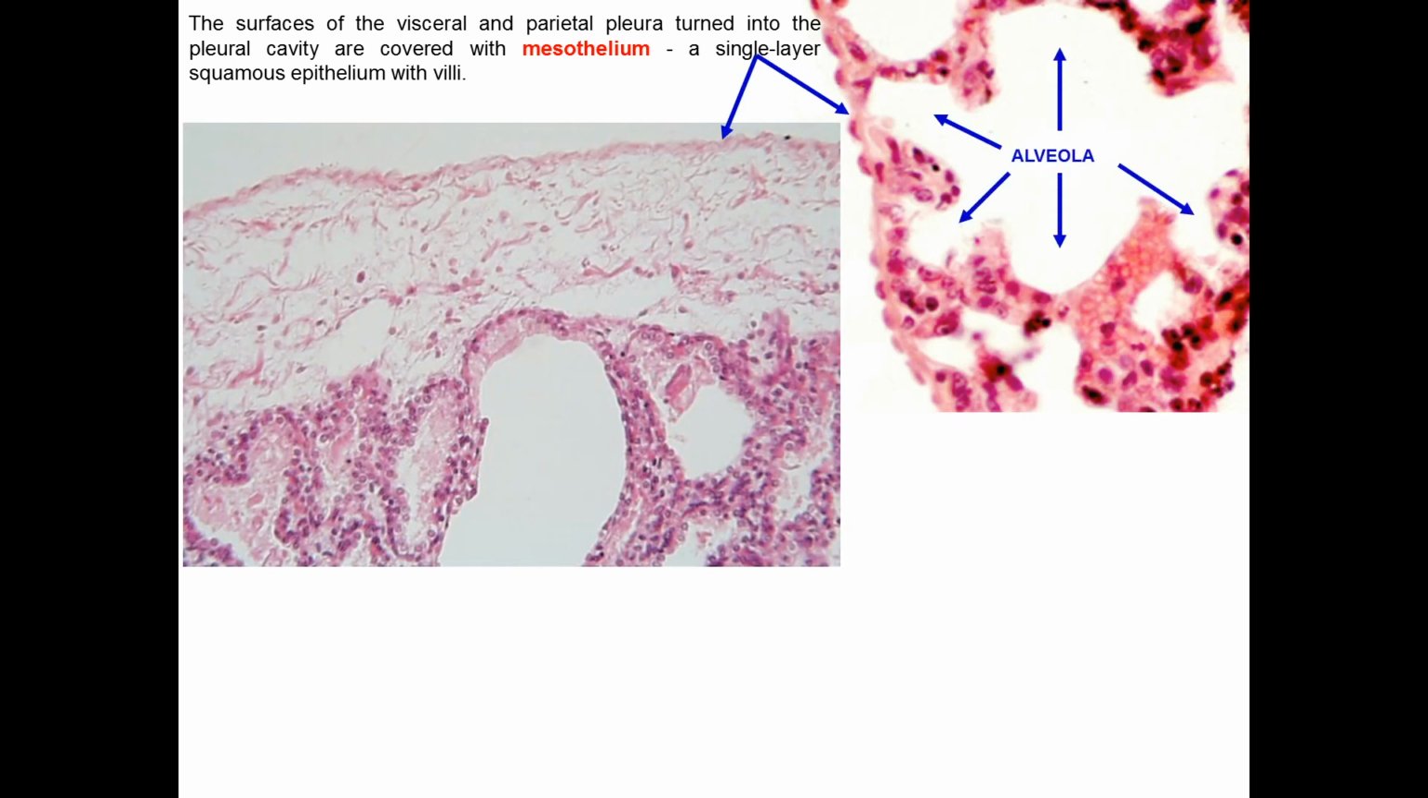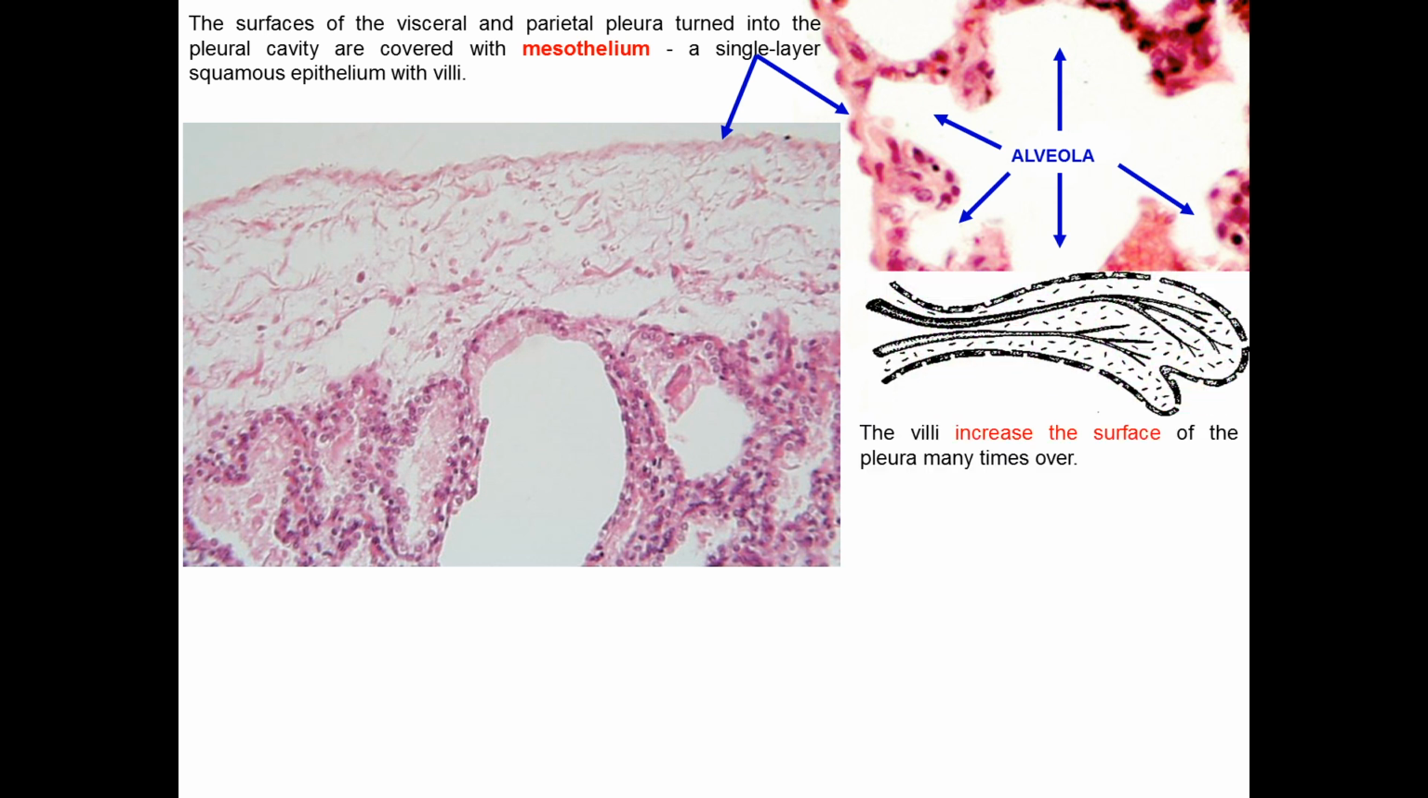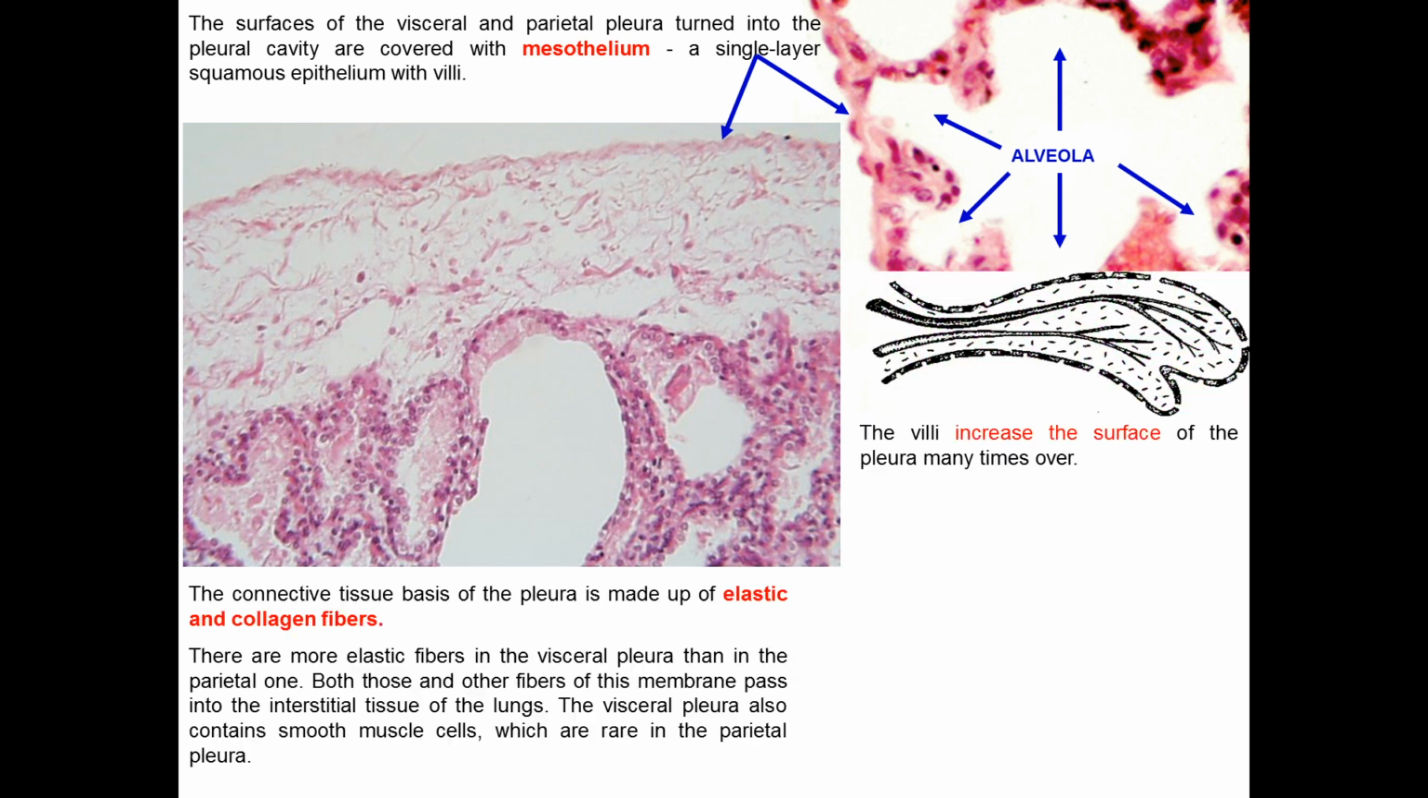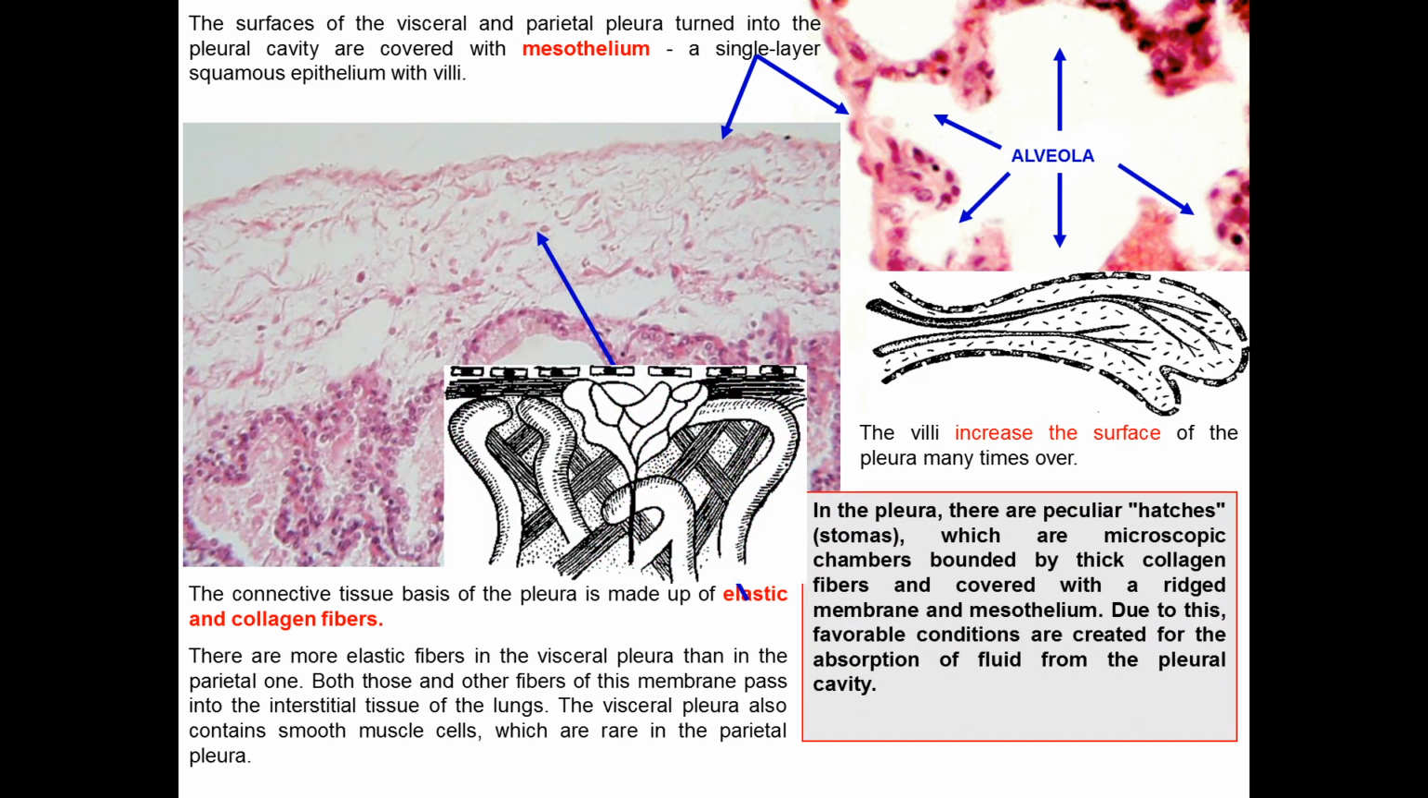The surfaces of the visceral and parietal pleura facing the pleural cavity are covered with mesothelium, a single-layer squamous epithelium with villi. Villi increase the surface of the pleura many times over. The connective tissue basis of the pleura is made up of elastic and collagen fibers. That's why in many cases damage of connective tissue can cause damage of the pleura.